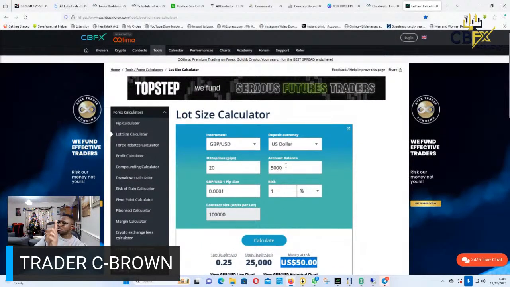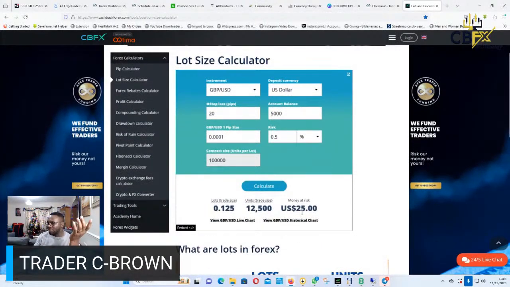And if that is too much for you, you should be able to cut down your risk to 0.5%. And then you'll be risking $25. So if you're risking $25, it means that you're targeting 1 to 2, right? 1 to 2 will give you $50 profit. If price goes against you, you will lose $25. That is proper risk management, guys. That is risk management on point.